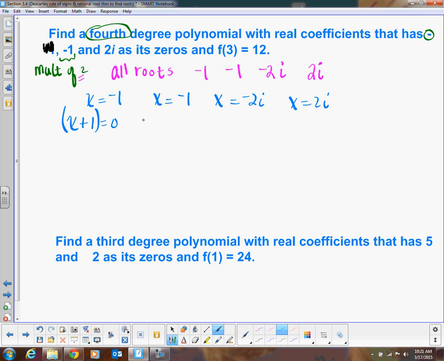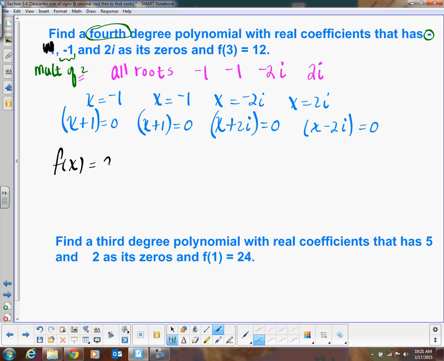Okay, what do we do here? Add 1. There's a second factor. What do we do here? Add 2i. And that's a third factor. And now we're going to subtract 2i. And that's your fourth factor. So from here, we're going to say f of x is equal to some unknown constant a times x plus 1 times x plus 1 times x plus 2i times x minus 2i.